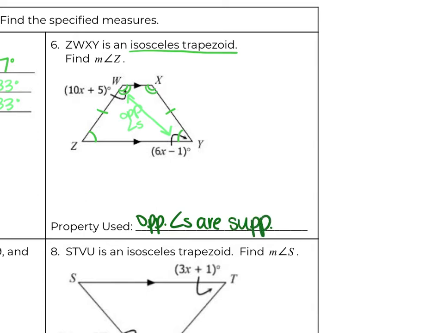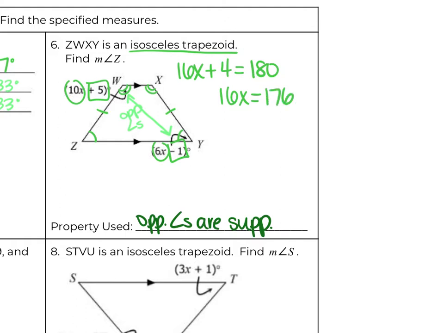Okay, so I'm going to go ahead and combine before I write it out. So 10x and 6x is 16x. 5 and negative 1 would be 4, giving us a total of 180. Subtract 4 from 180. Okay, so that's giving me 176. And if I divide 176 by 16, I'll get 11.